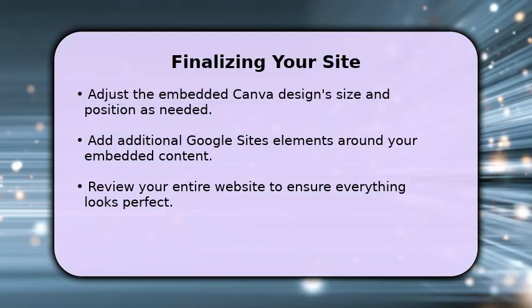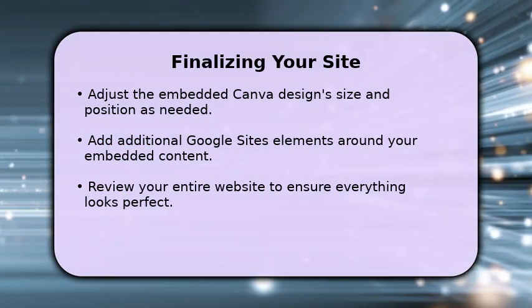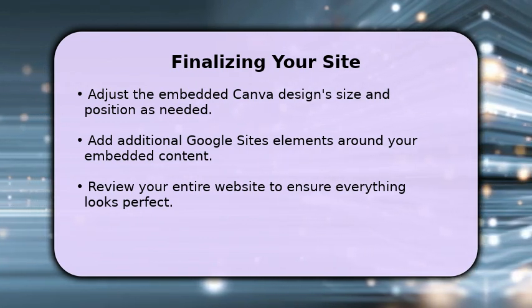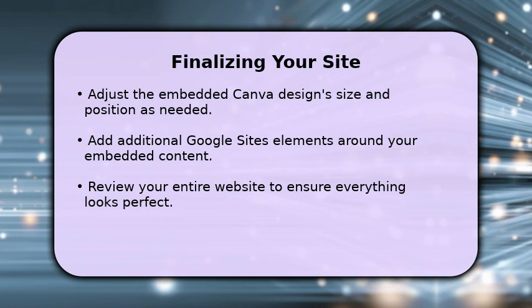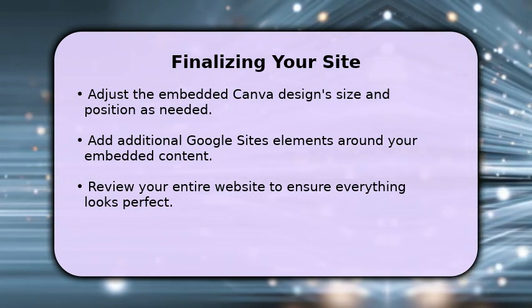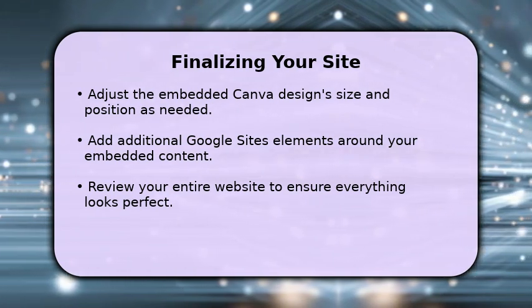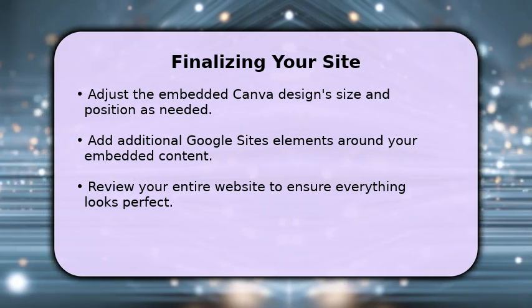With your Canva design embedded, you can now finalize your site. Feel free to adjust the size and position of your embedded content within Google Sites to achieve the desired layout. You can also add other Google Sites elements, like text boxes or images, around your embedded design. Once you are satisfied with how everything looks, thoroughly review your entire website. Finally, click the Publish button to make your newly designed Google site live for everyone to see.